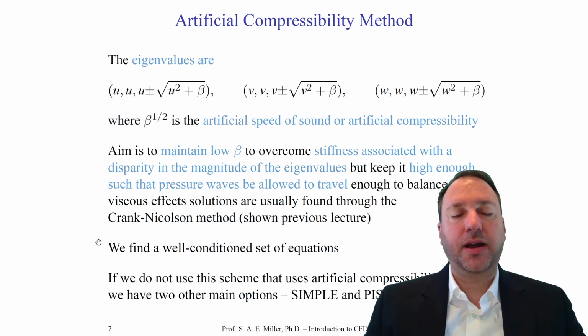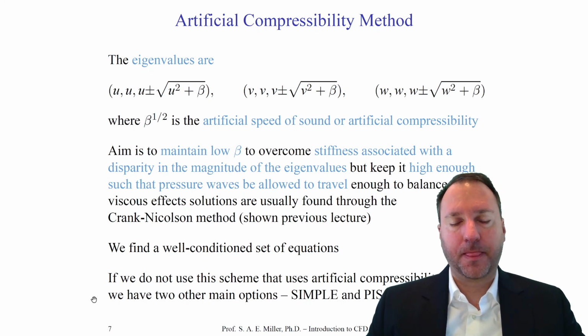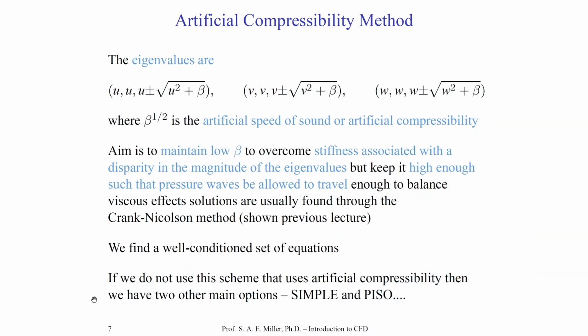By doing this, we will have removed this so-called checkerboard pattern we can see in some solutions. You might come across this yourself one day in some commercial solvers, and you'll have to change the solver method, especially if you're in incompressible flow. Now, if we do not use this particular scheme of artificial compressibility, then two other most popular approaches are the so-called SIMPLE and PISO approaches.